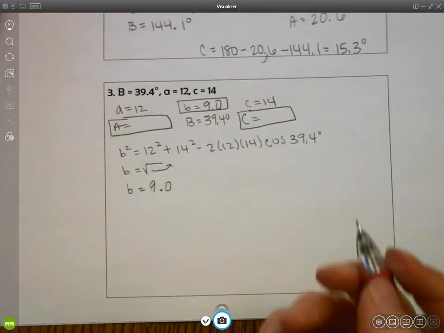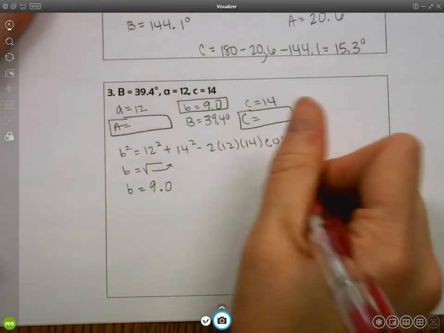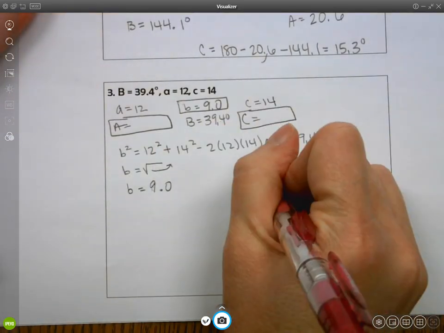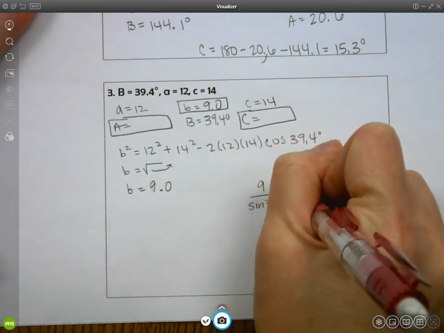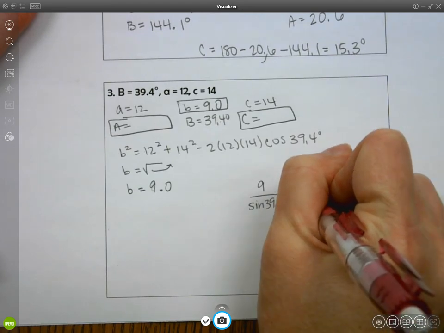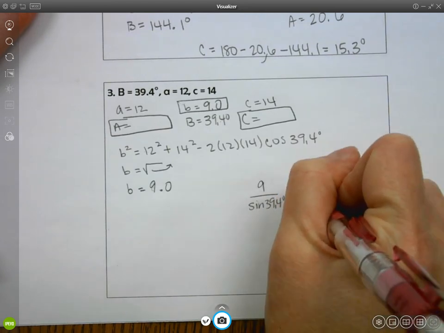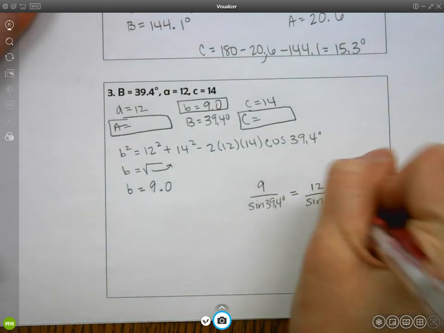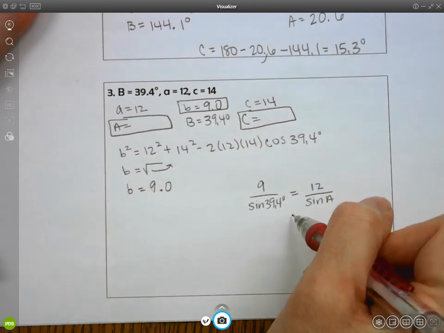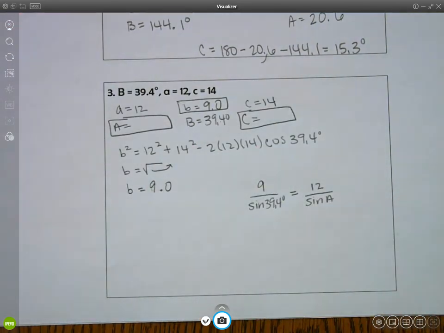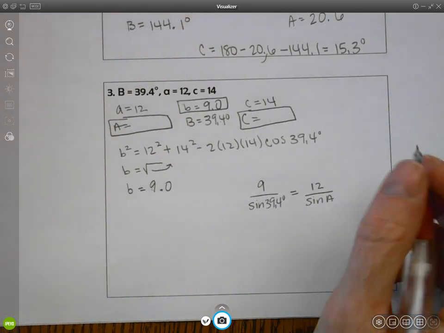So now that we have a matching pair, we can switch to the law of sines. So we can say 9 over sine of 39.4 is equal to 12 over sine of A. And you notice here how I didn't find the biggest one since I'm using law of sines. Just try to be careful. Usually it's not a big deal unless it's one where you're given 3 sides, but just always try to kind of be careful not to find the biggest angle using the law of sines.